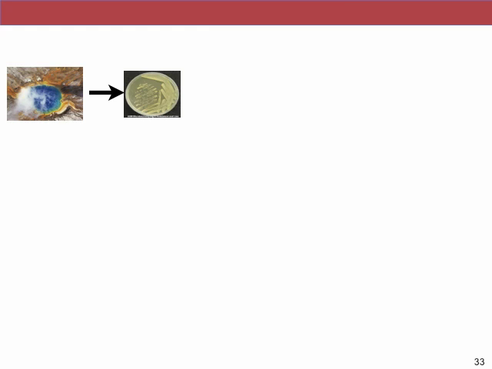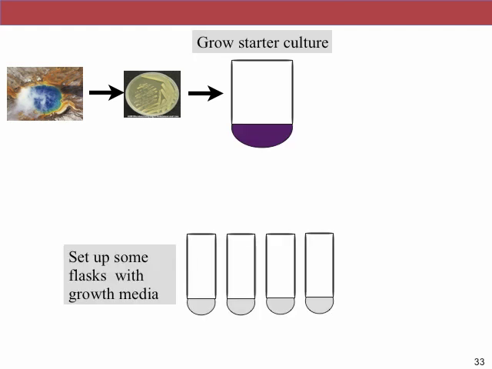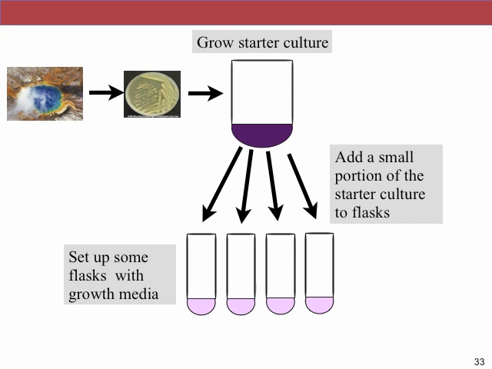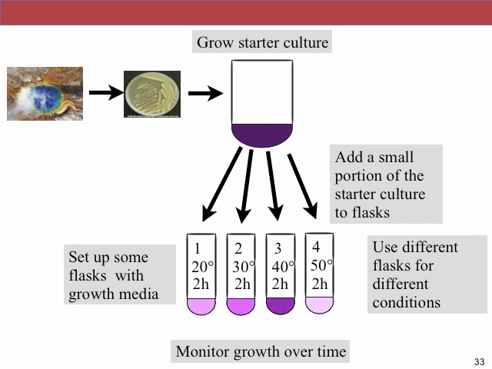So you can do the same thing. You can go to that environment, and instead of comparing different salt concentrations, you can compare different growth temperatures. So you isolate organisms from the environment. You grow them in pure culture in the laboratory. You make your starter culture. You set up the flasks, and now you're going to put the flasks in different temperature environments, add a little starter culture to them and compare how the organism grows at different temperatures.